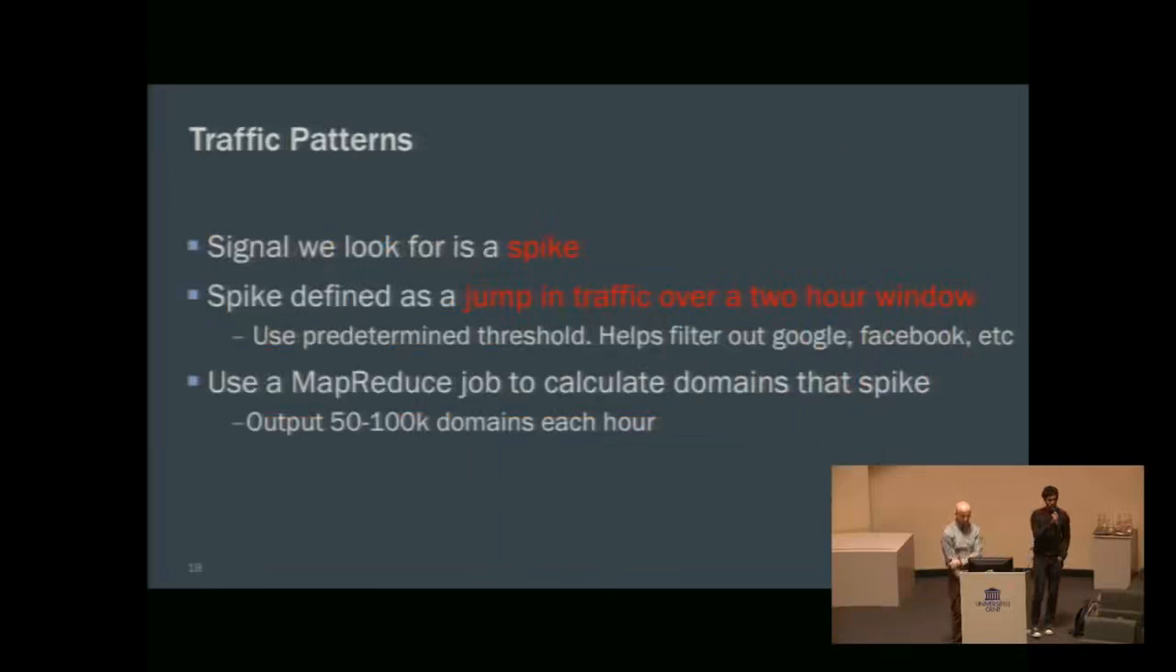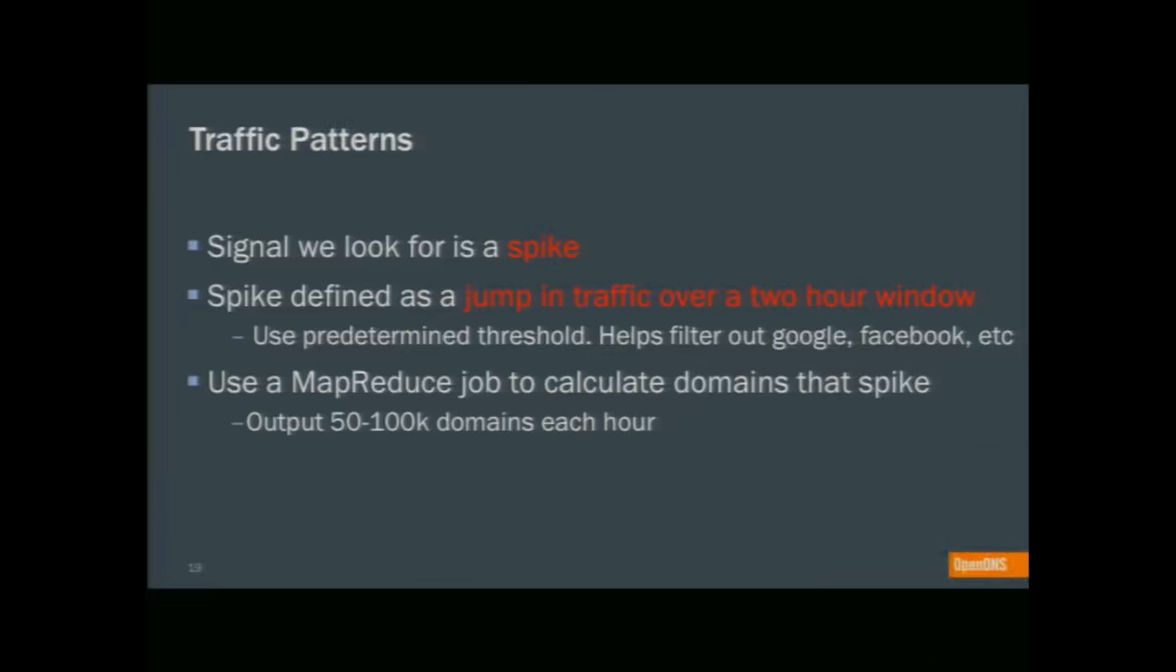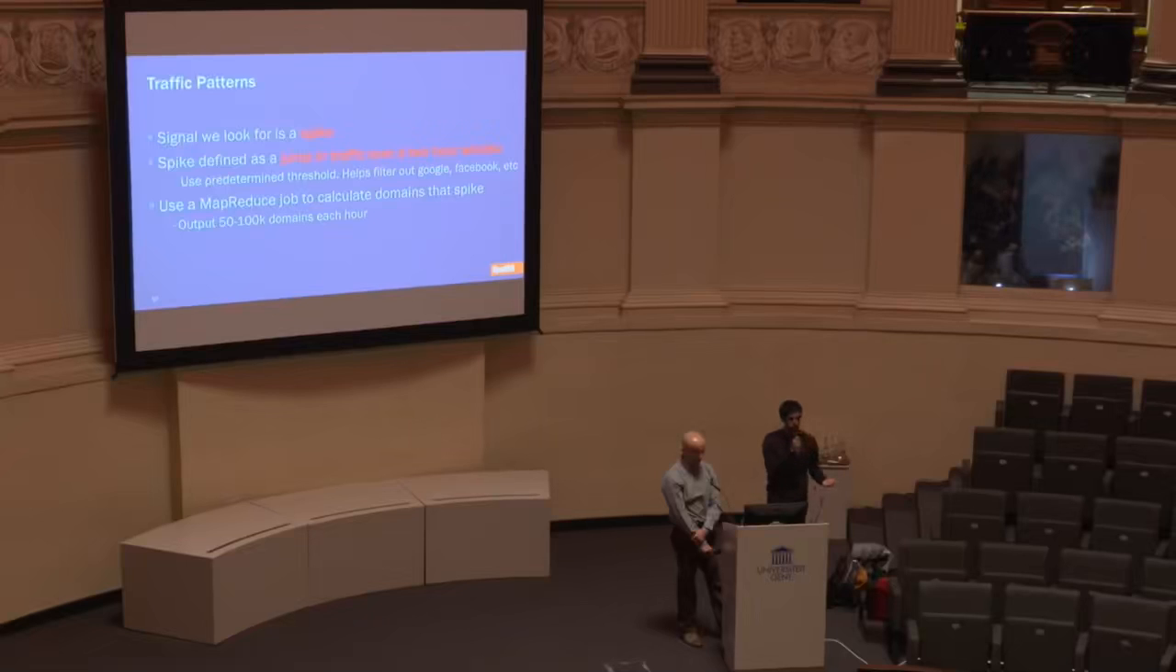As I mentioned earlier, the traffic pattern that we're looking for is a spike in traffic. We define a spike as a particular jump in traffic over a 2-hour window. However, we also calculated a threshold score that the spike needs to cross in order to be considered a valid spike. This helps us filter out high traffic domains like Google, Facebook, the New York Times, or domains that might naturally have a spike because they're popular websites and they post something that attracts a lot of followers.